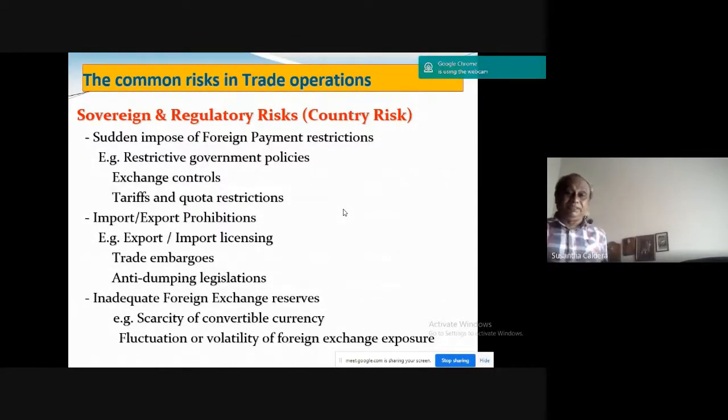Trade embargoes. Some other countries, earlier we had embargoes for Cuba, then now it's no more. Right? It's like that. Only the superpowers decide. Inadequate foreign exchange reserves.